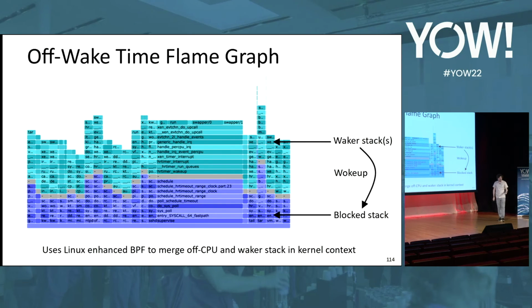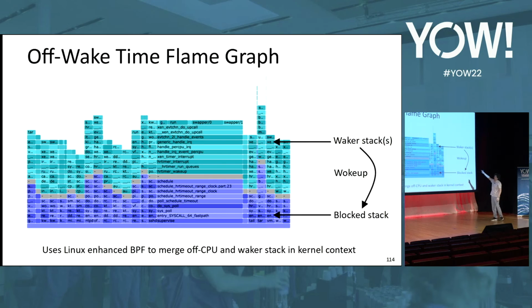There is another advanced one I created called off-wait time flame graphs, because often if you do an off-CPU flame graph, you find you're blocked on a lock or you're blocked on polling. That's not enough information to understand what's wrong. You need to know the waker thread and its stack trace. Why was that lock held for so long that I was blocked?